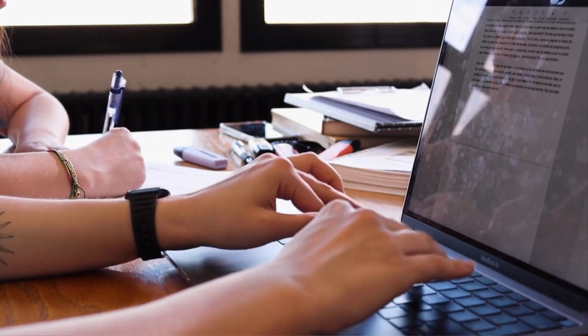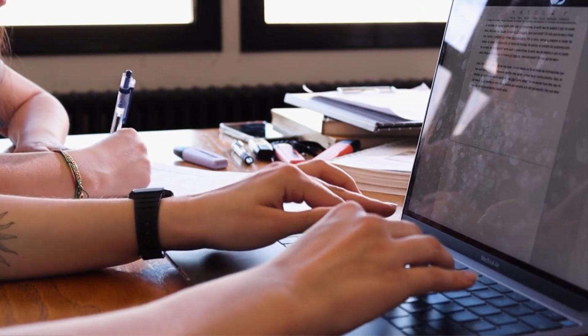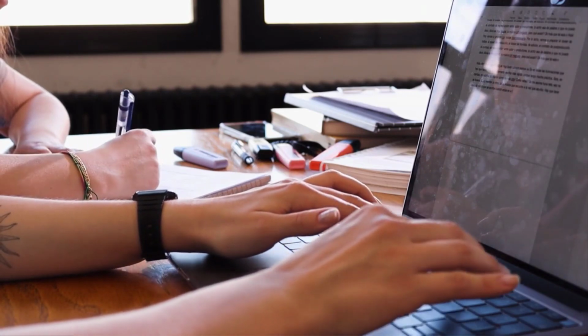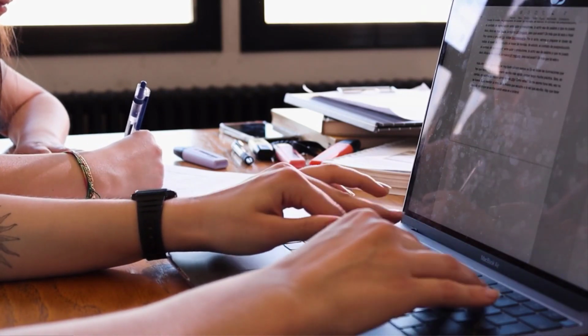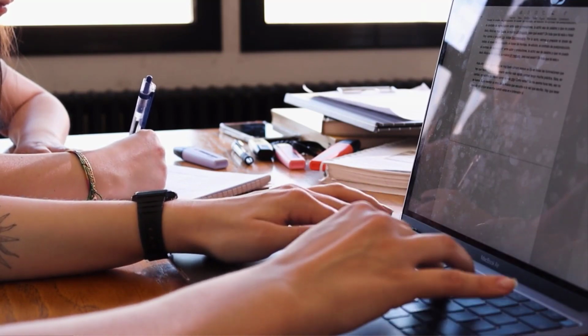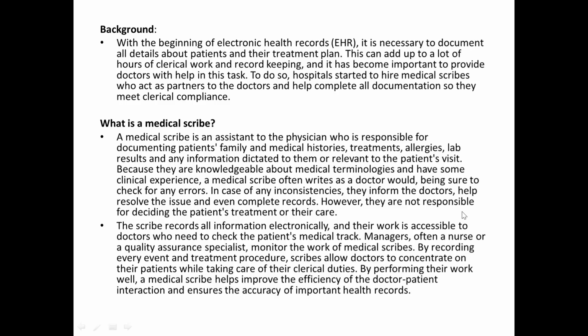So it becomes a clerical work for them, and due to that they are not able to concentrate on the patient's treatment. और ये जो क्लरिकल कंप्लायंस है, क्लरिकल वर्क है, ये इम्पोर्टेंट भी है obviously because patient का डेटा है. So यहाँ पे you will understand this is the background, that's why this field has emerged.